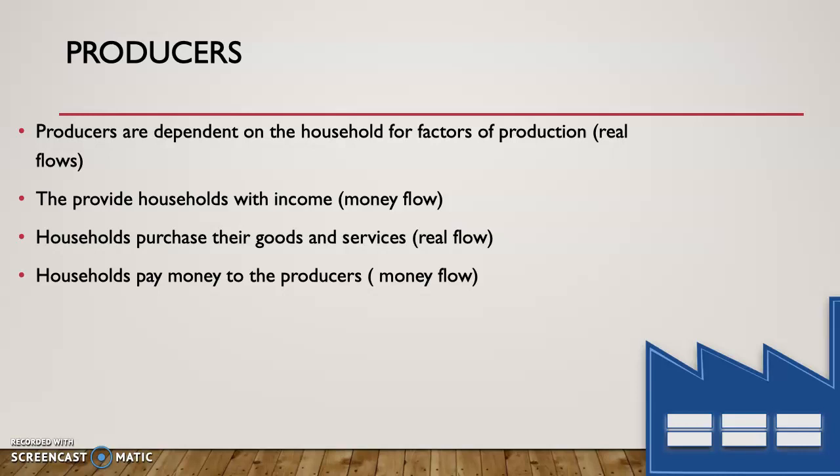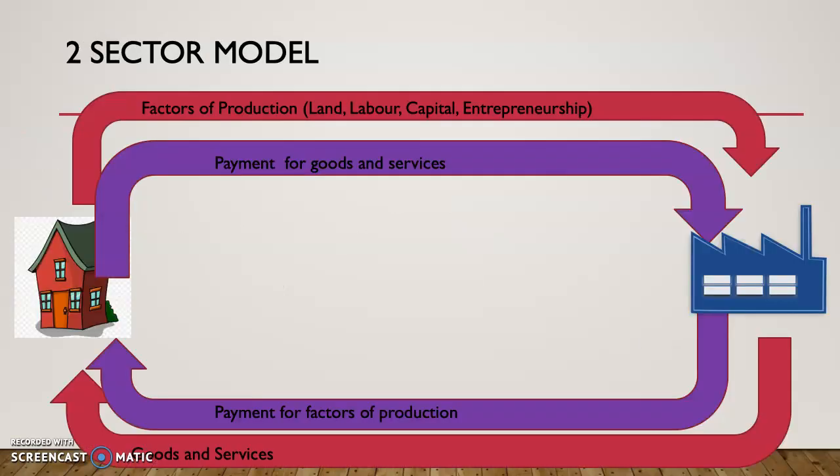So we have some flows going on here. People will work for producers in return for money. So that is a money flow from the producers to the households. And then it is a real flow from the households to the producers of the factors of production. So we'll move on to our model, which will make it a bit better. You're going to see a lot of this little model as we go.